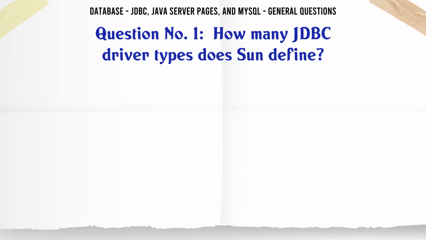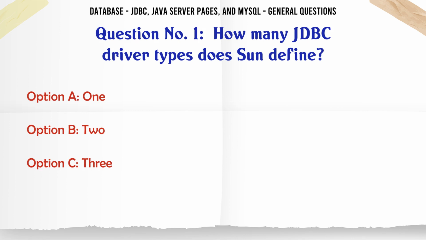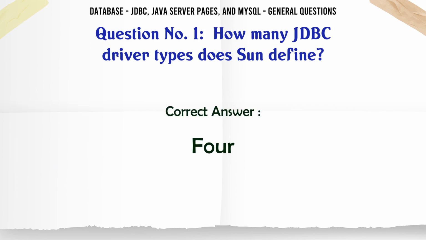How many JDBC driver types does Sun define? A. 1, B. 2, C. 3, D. 4. The correct answer is 4.